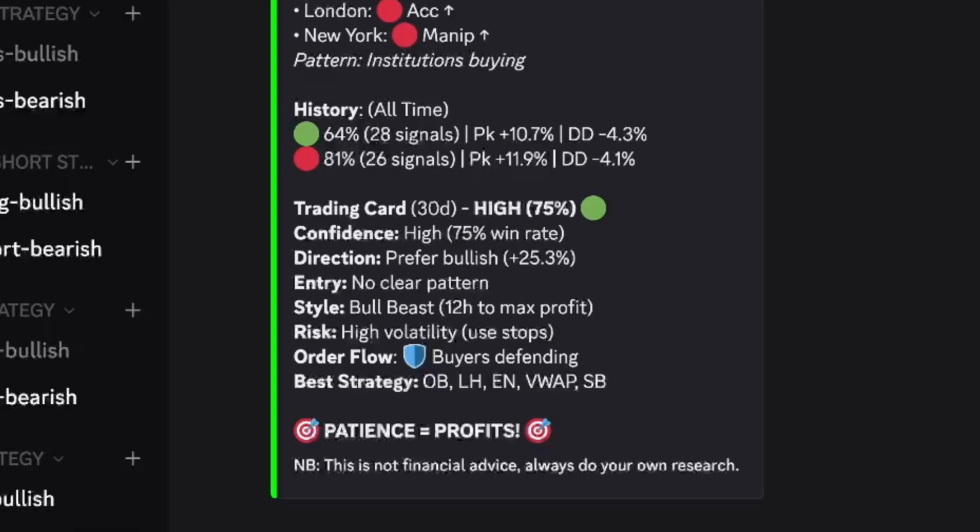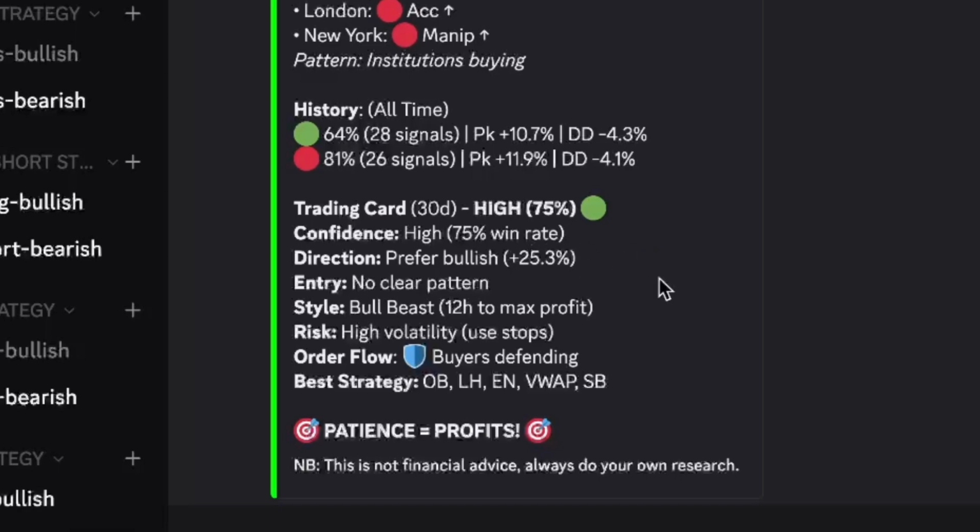The trading card is PulseFlow's psychological profile of this coin. Everything it has done in the last 30 days distilled into one actionable summary. I use it all the time and it's really powerful. First line, trading card 30 days, high 75%. The way this works is it's the win rate. So high is greater than 70%, medium is 50 to 70%, low would be 30 to 50% win rate, and avoid is below 30%. This data alone is extremely powerful.